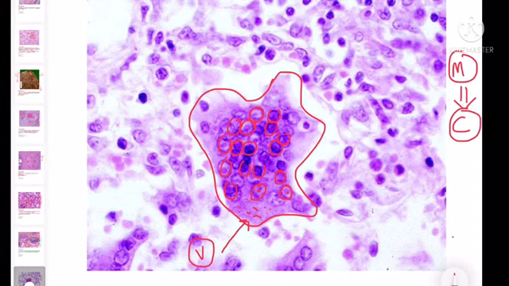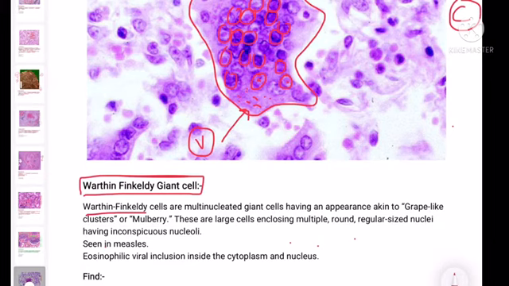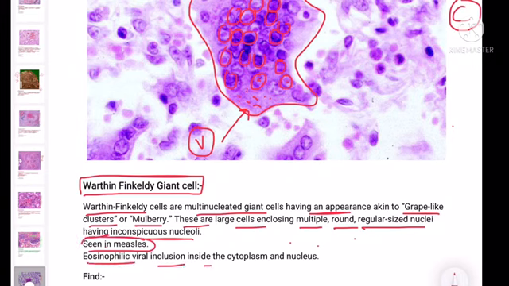And this type of giant cell is called a Warthin-Finkeldey giant cell. So Warthin-Finkeldey cells are multinucleated giant cells having the appearance of a grape-like or mulberry form. These are large cells enclosing multiple round irregular sized nuclei having inconspicuous nucleoli, seen in measles. Eosinophilic viral inclusions inside the cytoplasm and nucleus are also seen. So this was something about the granulomas. Thank you so much.